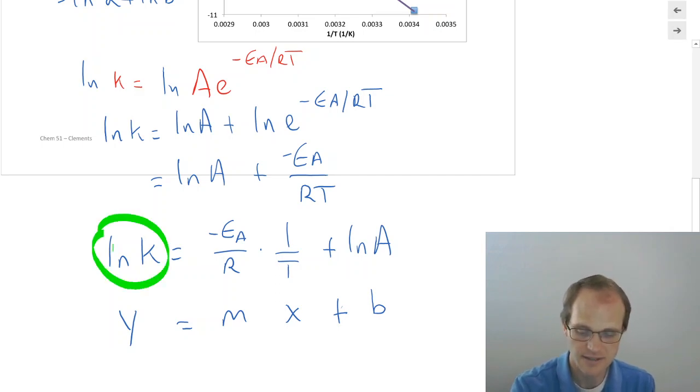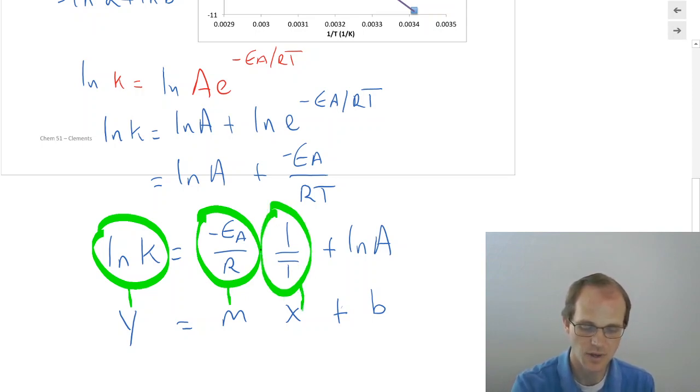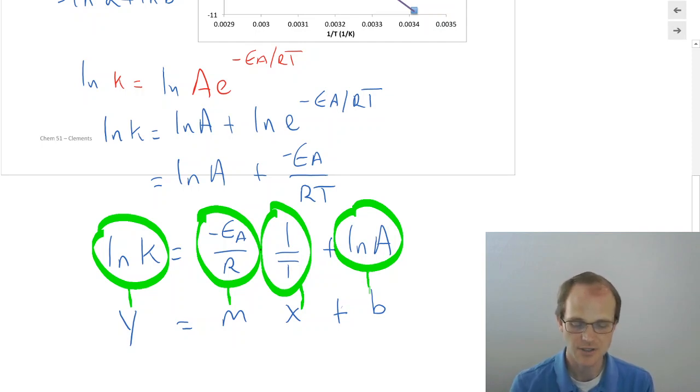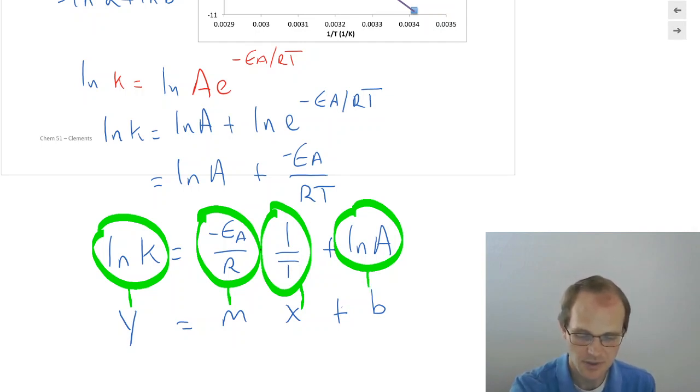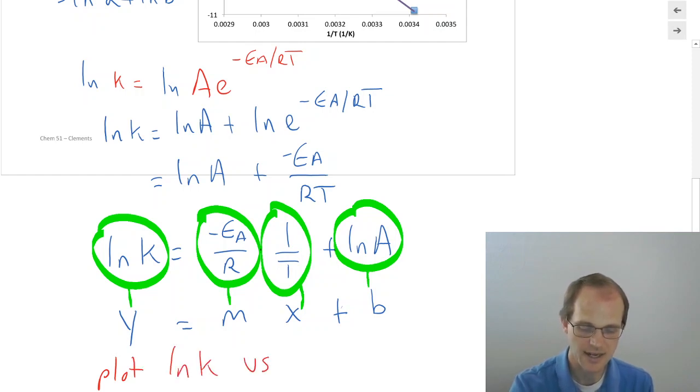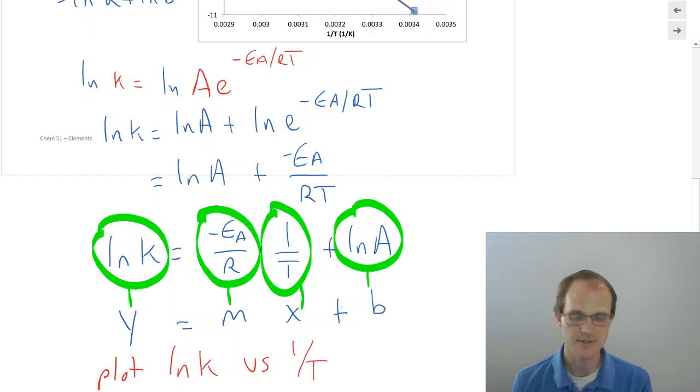Y in this case is natural log of K. M is minus EA over R. X is 1 over T. And B is the natural log of A. So when we plot, we are going to plot our Y, which is the natural log of K, versus our X, which is 1 over T. And that's what we call an Arrhenius plot. The natural log of K versus 1 over T.